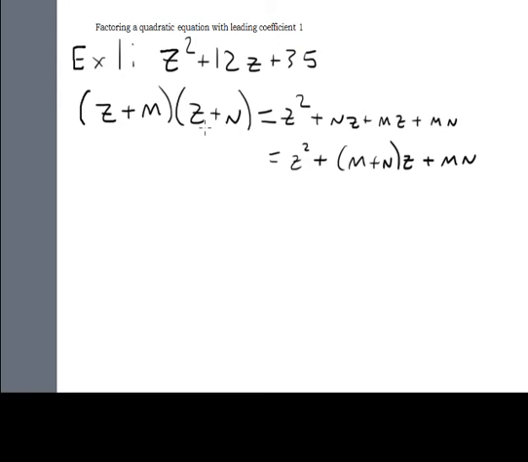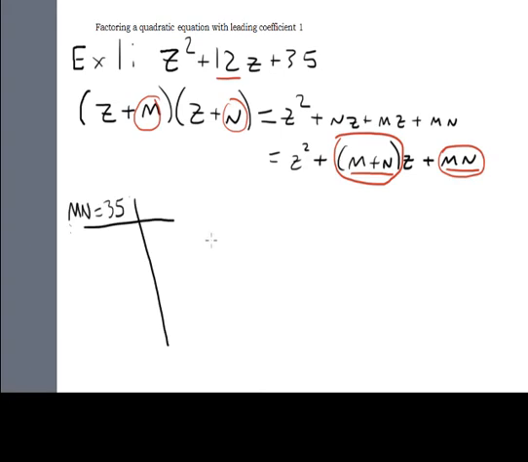And what that's really going to tell us here is that the term that's times z is always going to be of the form m plus n. And this last term is always going to be of the form m times n. So we're looking for two numbers, m and n, with those properties. That is, m plus n here is 12, and m times n here is 35.